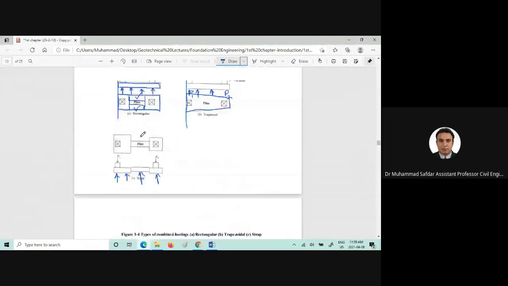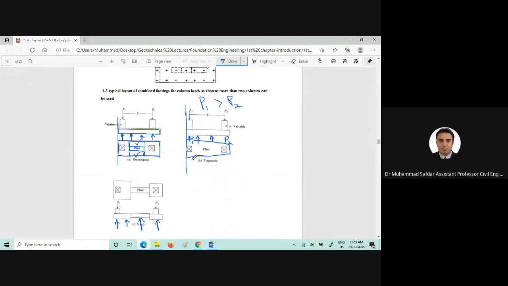Actually, it is very difficult for construction companies to construct these types of foundations. They usually go for the first option because it's very easy. The formwork is very cheap. So they prefer this kind of foundation more compared to these two options, because those will be very, very costly.